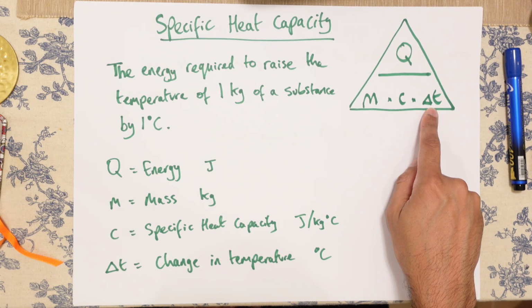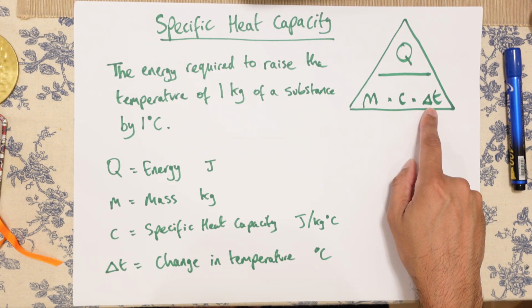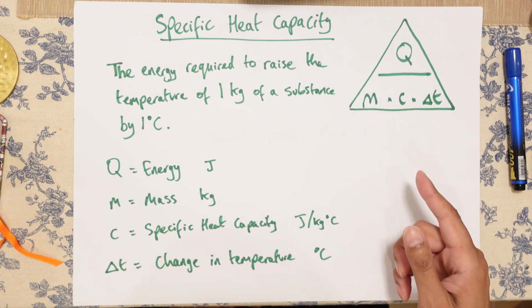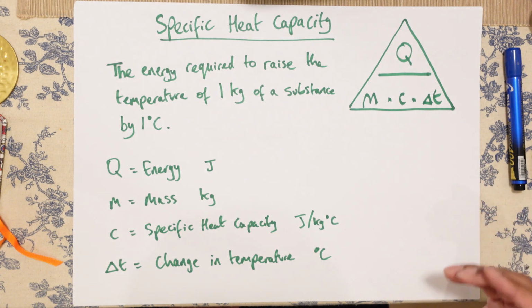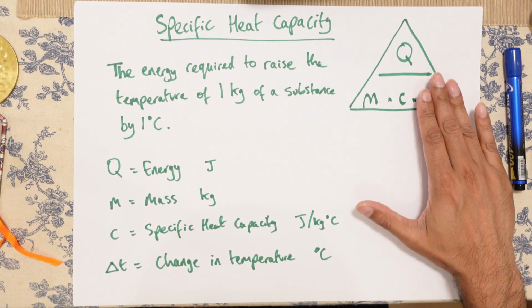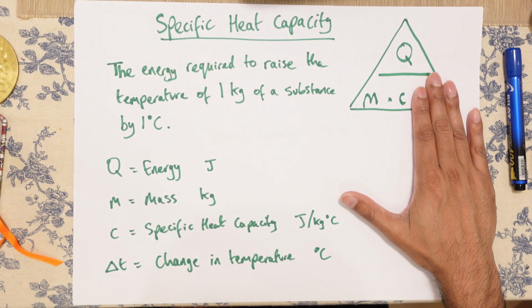Sometimes you might see the Greek symbol theta. It's the same thing. So Q equals MC theta or Q equals MC delta T. Now, the way we use these triangles, if you want to work out C, you cover it up and you see what's left. So that's C equals Q divided by M times delta T. If you want to work out delta T, it's delta T is Q divided by M times C.